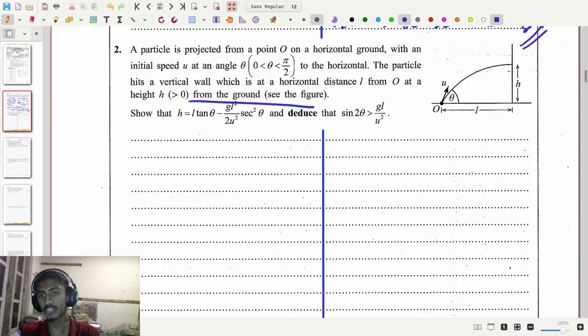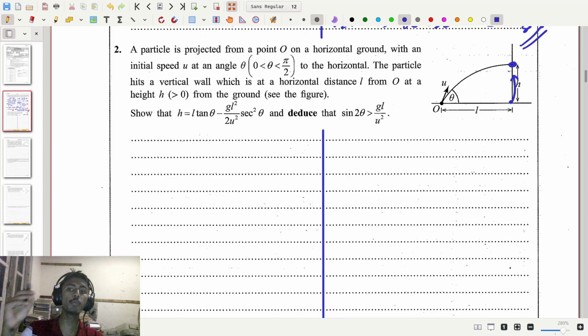Now looking at the figure, we can see our particle is projected upward, it goes up and hits the wall at this point right here, and we can see the horizontal displacement here is L in this direction and the vertical displacement is h in the upward direction, such that our final point is above the horizontal ground that we started from. Now given this information, we are asked to show that h is equal to L times tangent of theta minus g times L squared divided by 2u squared times secant squared of theta, and are asked to then deduce that we must have sine 2 theta being greater than gL divided by u squared.